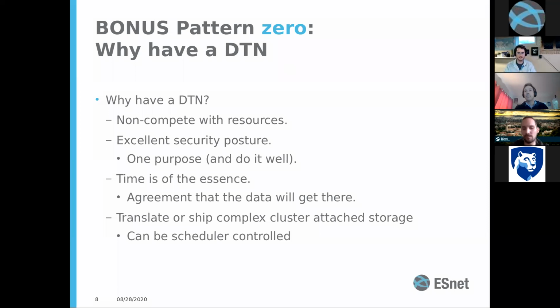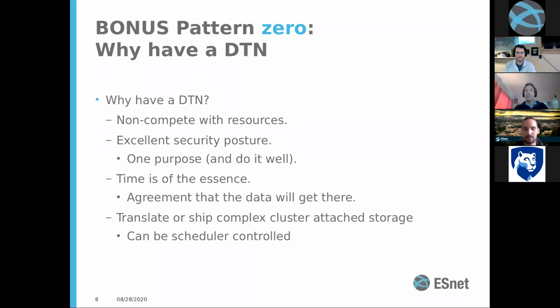Placement becomes easy. Another part about data transfer nodes is that it's kind of an agreement. We're saying that, hey, this node is dedicated to get the data from point A to point B or point A to point Z. Get the data there. As long as you have the dedicated node, now your problem scope is very limited and easy to attain.